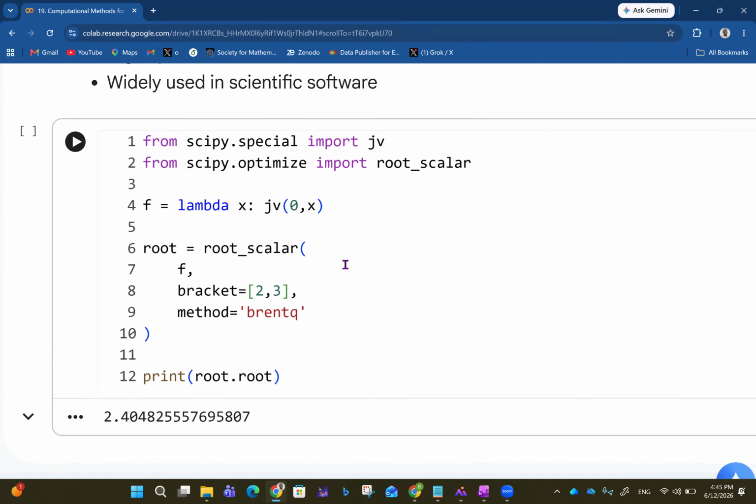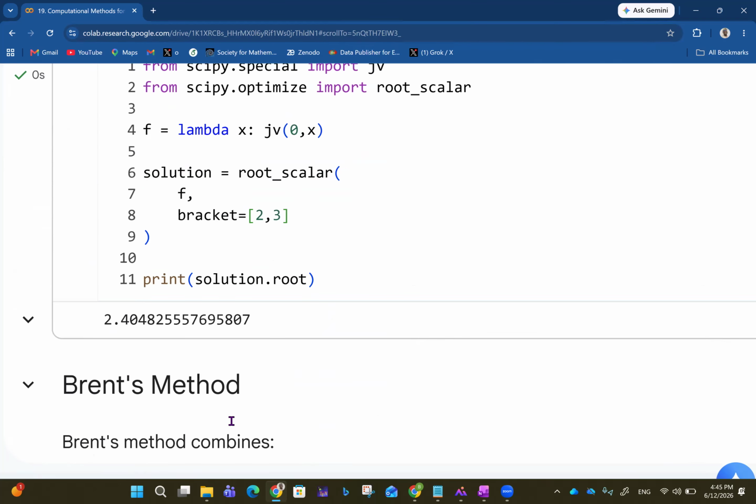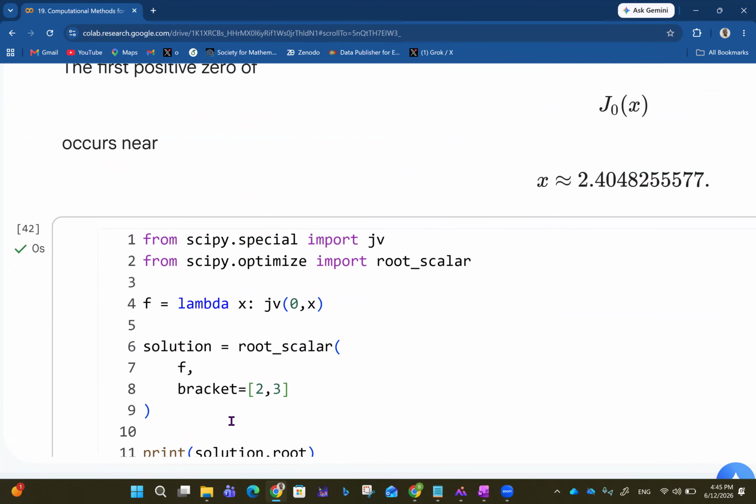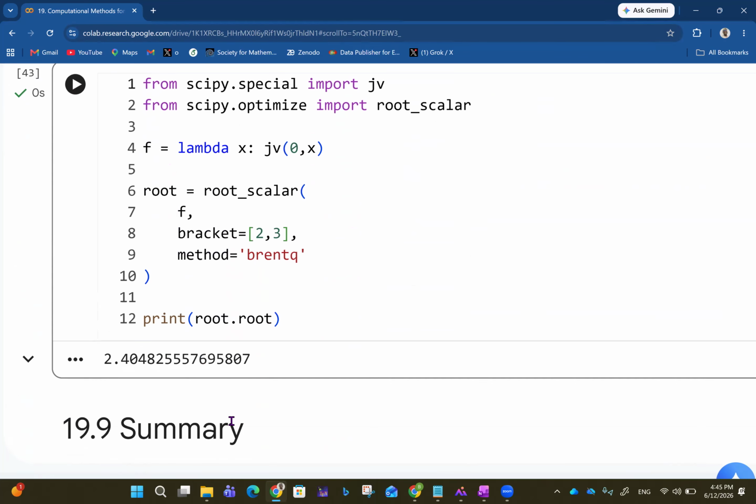So you have this now for the same Bessel approximate zero there. You have 2.4040482557. So it also gets to 5557 like this other one. And then it starts deviating too.